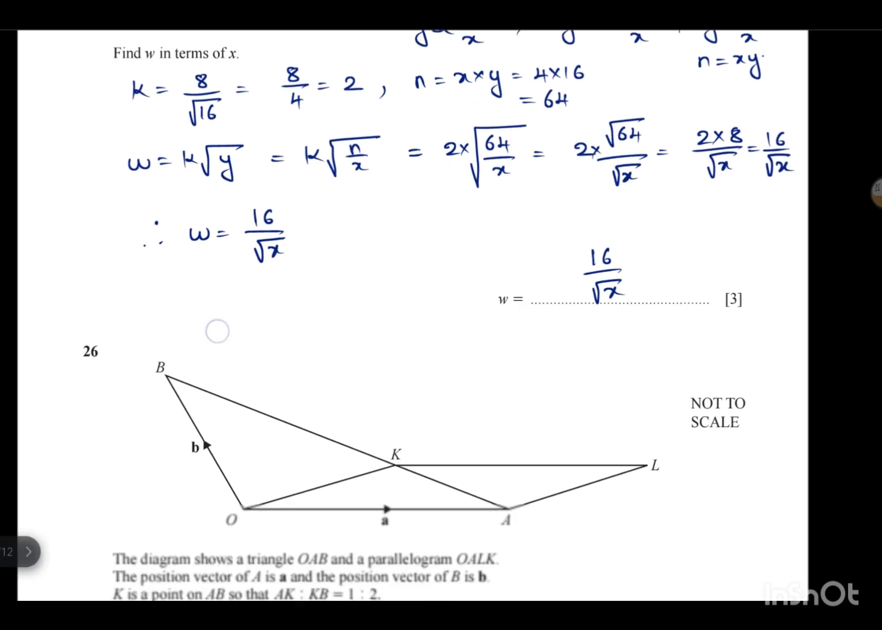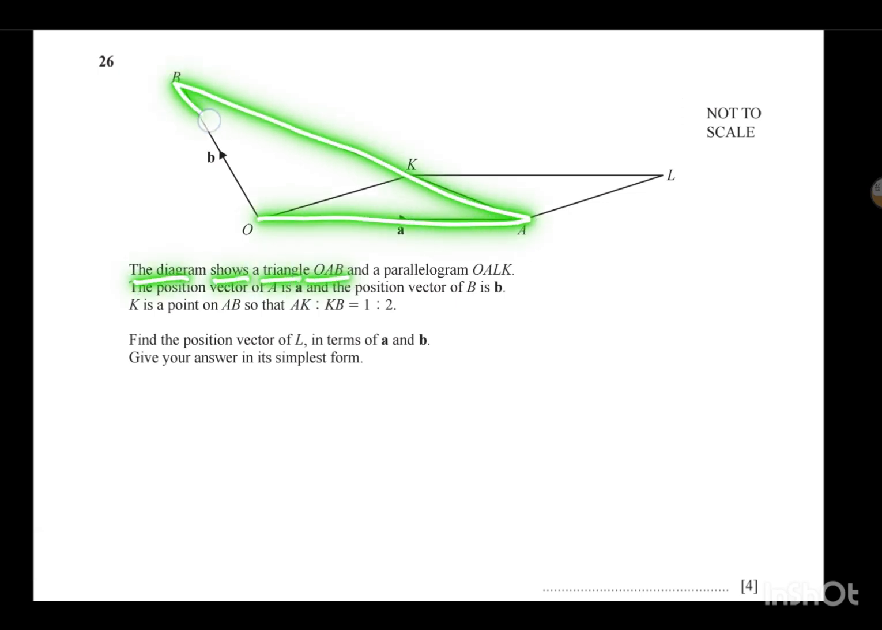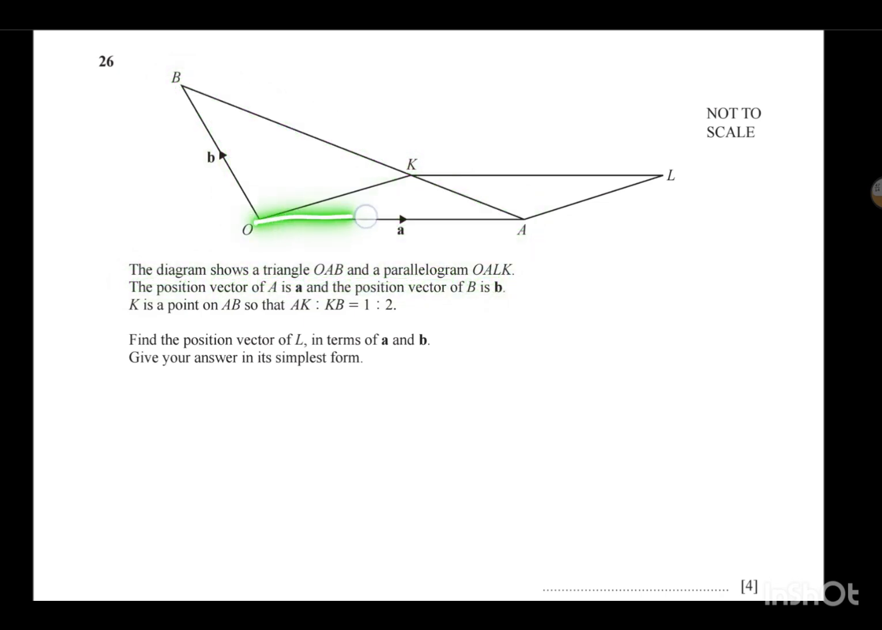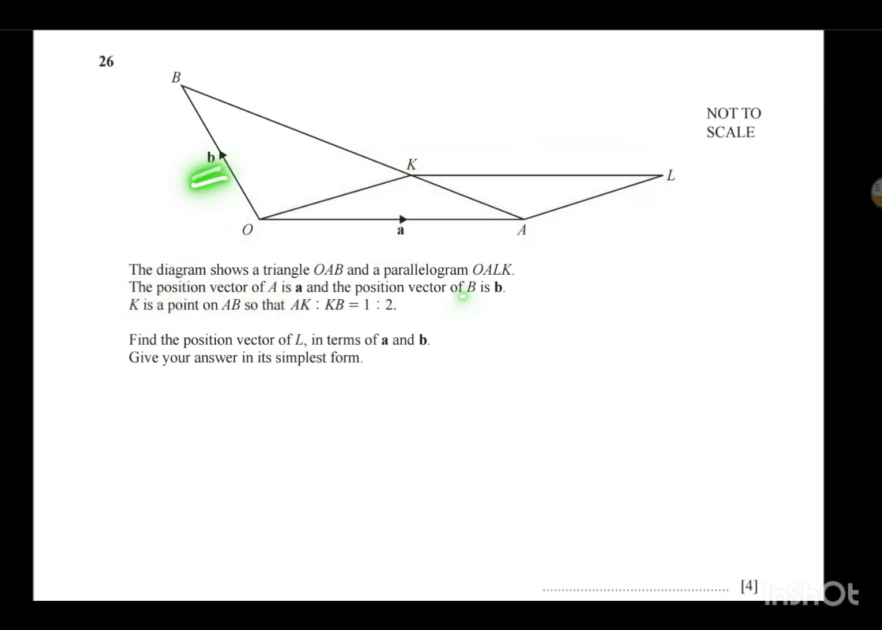Question number 26. The diagram shows a triangle OAB and a parallelogram OALK. This is a parallelogram. The position vector of A is small a, and the position vector of B is small b. K is a point on AB such that AK is to KB is 1:2. Find the position vector of L in terms of a and b.